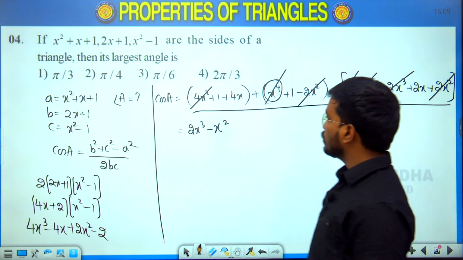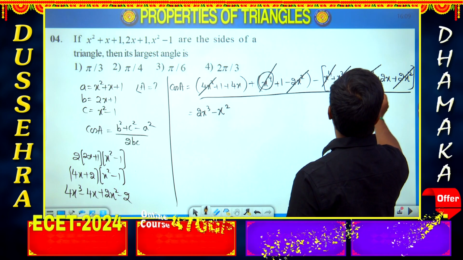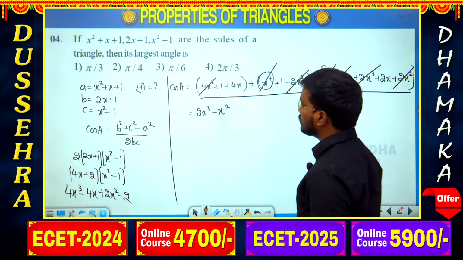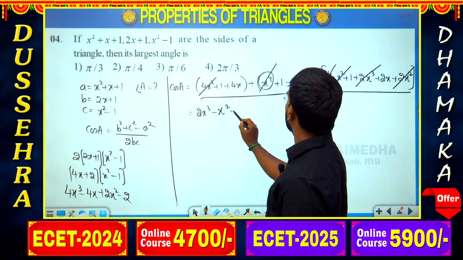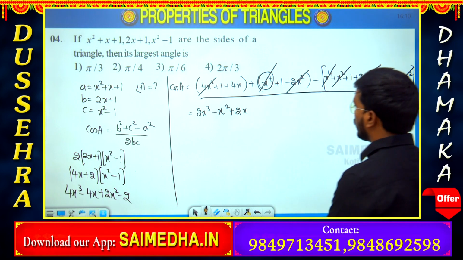So, square terms are also gone. Now, x term: 4x, we are having here 2x. Okay, 4x minus 2x is 2x. So, we can write here plus 2x.